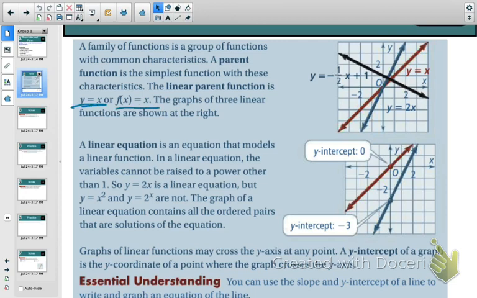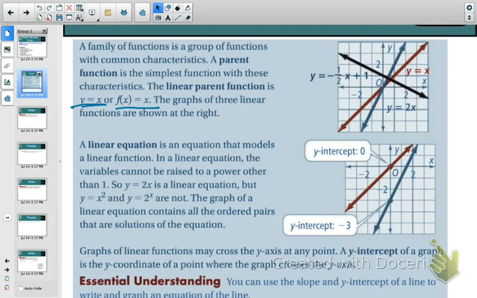The graphs of three linear functions are shown at the right. So the parent function is this red one right here. This goes up through that, that's y equals x. Then we have y equals 2x, so the parent function has changed a little bit. That is not a parent function. And then we have negative 1 half x plus 1, so that's shifted and changed the parent function as well. But you can see that they all are lines, so they all belong to the same family of functions.